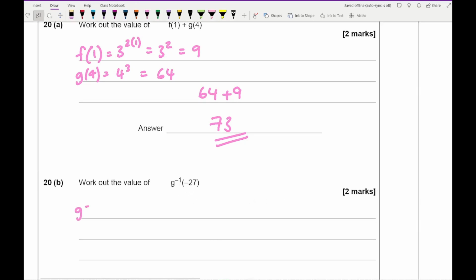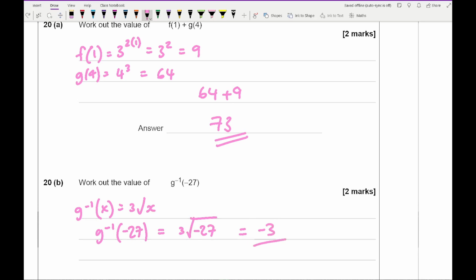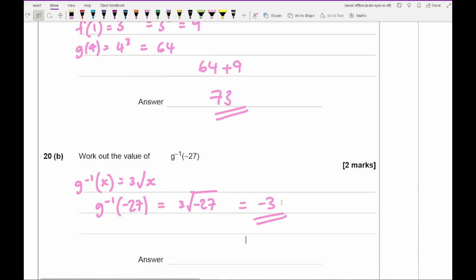Then it says work out the value of the inverse of g of minus 27. So the inverse function of g is the inverse of x cubed, which is the cube root of x. So then the inverse of g of minus 27 is going to equal the cube root of minus 27, which I can stick into my calculator, and it gives me an answer of minus 3.